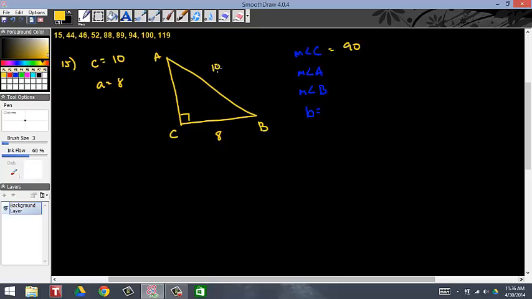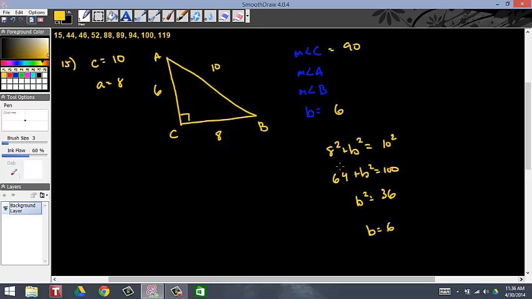They give us A equals 8, and then C equals 10. From here, we can do a couple of things. To find the measure of side B, we can use the Pythagorean theorem. So we can say 8 squared plus B squared is equal to 10 squared, which is 100. So now we get 64 plus B squared equals 100. So then B squared equals 100 minus 64, which is 36. So then B equals 6.